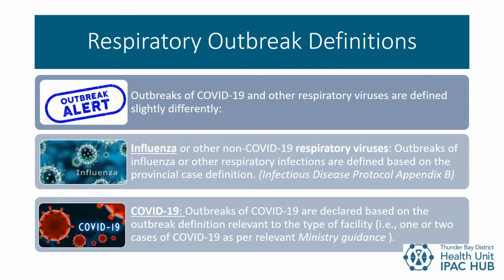Outbreaks of COVID-19 and other respiratory viruses are going to be defined slightly differently from each other. Influenza or other non-COVID infections will be defined based on a provincial case definition, which is indicated in what we refer to as Appendix B. COVID-19 outbreaks are declared based on the provincial outbreak definition relevant to the type of facility. For example, 1 versus 2 cases of COVID as per the ministry guidance documents. However, as we've progressed throughout this pandemic, the criteria for COVID-19 outbreak definitions have changed in most settings to now include 2 confirmed cases, but we will discuss this further in detail in the following slides.